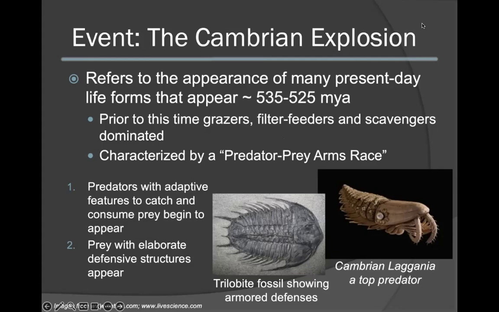We also see prey with elaborate defensive structures appear. Thus it appears that predator and prey items were both in an evolutionary arms race. Here we see a trilobite fossil showing very armored defenses that would have prevented them from being preyed upon, as well as the top predator here with elaborate tentacles that would help it catch prey.